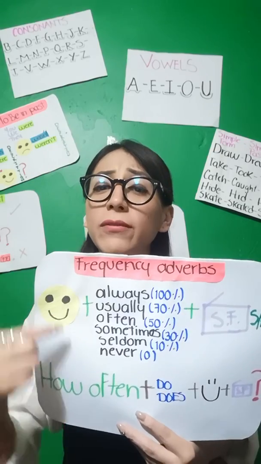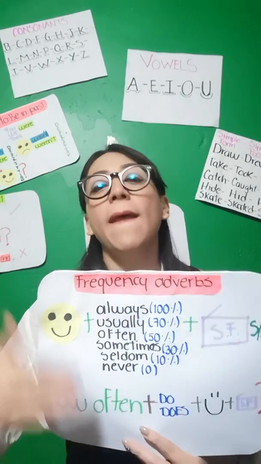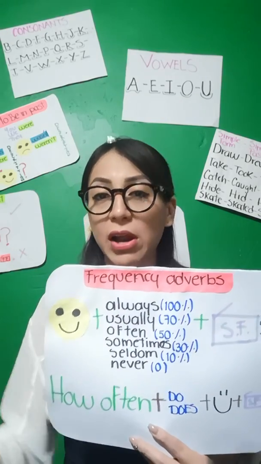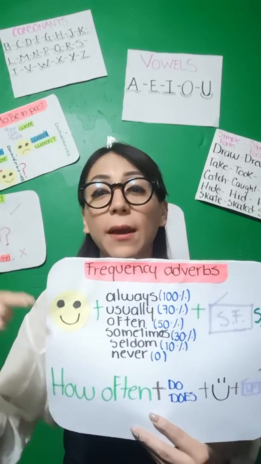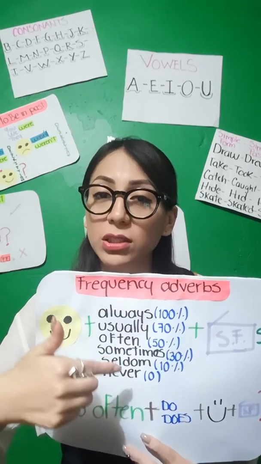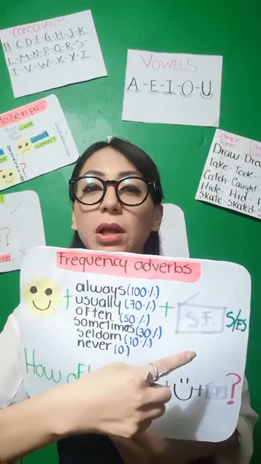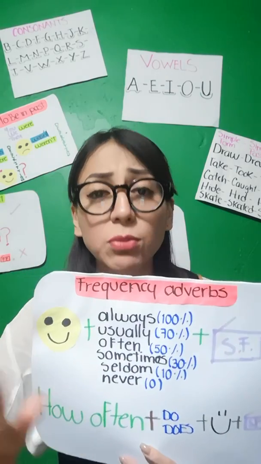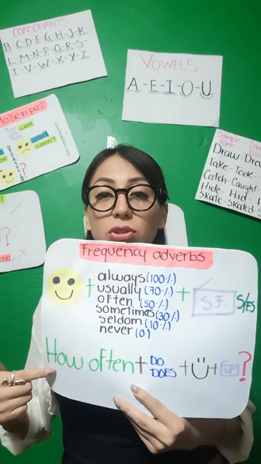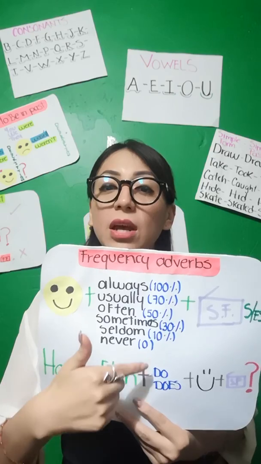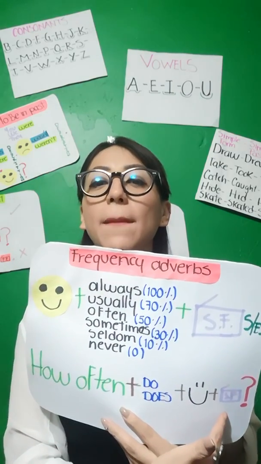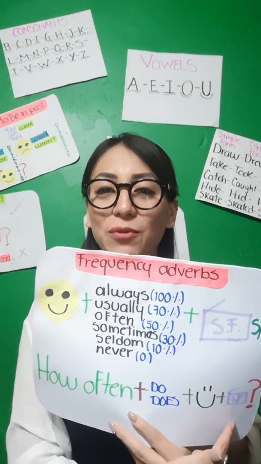Okay, so remember, the function of my frequency adverbs, of course, is to talk about the frequency of our actions. Do not forget, guys, my subject plus my frequency adverb plus my verb in simple form or my action. If I want to make a question, we are going to use how often plus do or does plus my subject plus my verb in simple form.